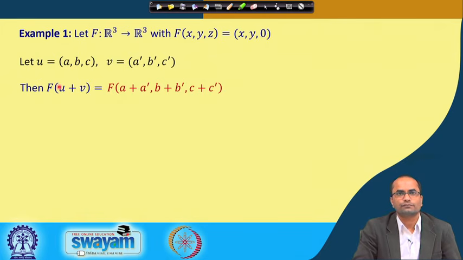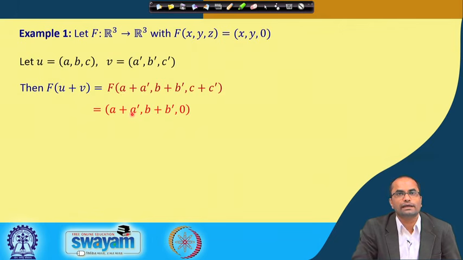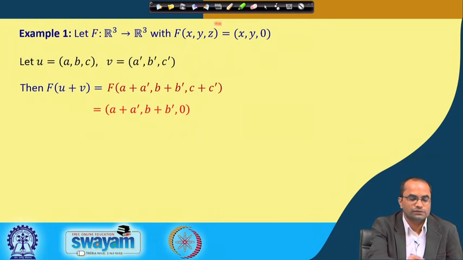So, f of u plus v, that means u plus v will be the sum of these two vectors, (a plus a', b plus b', c plus c'), that is exactly u plus v here. And now, we want to see what is f of this. As per the definition, the third coordinate will be set to 0. That means this will be equal to (a plus a', b plus b', 0). That is how this mapping is defined.